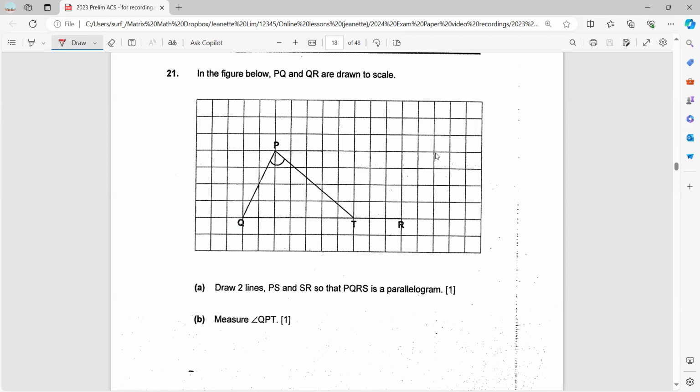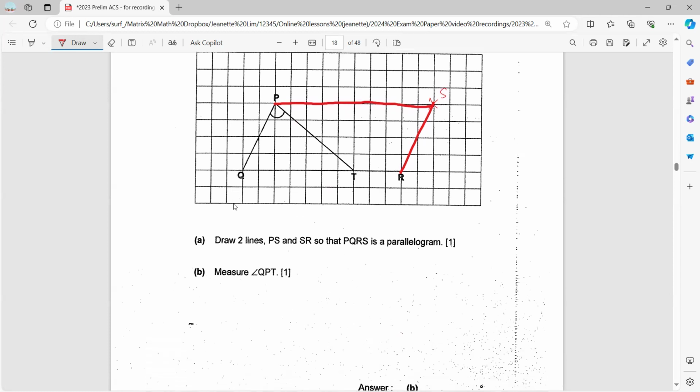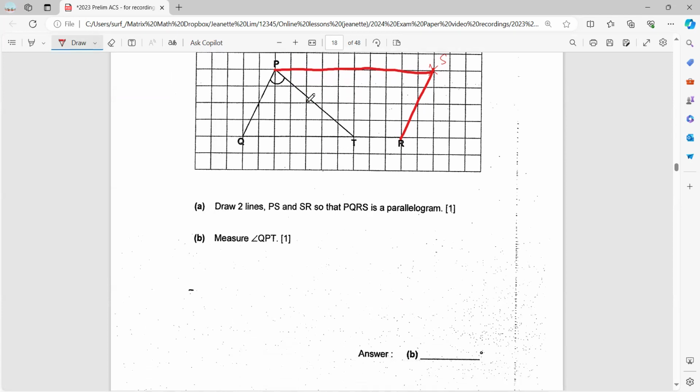So here. Okay, so this is point S, label S. Then you draw the line. Okay, use a ruler for this. Draw PS and SR. Okay, SR. Here, like that. Okay, then measure QPT. I can't show you the measuring here right now, but the answer is supposed to be 78 degrees for angle QPT here.